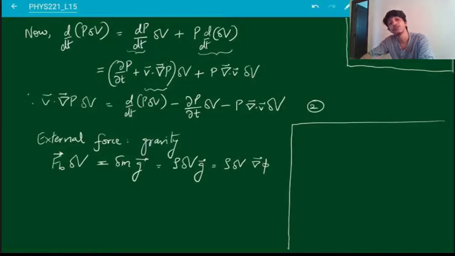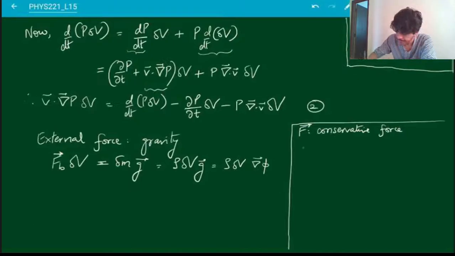When we were discussing work and energy back towards the beginning of this course, we saw that if F is a conservative force, then I can write F as the negative gradient of potential energy. Correct?